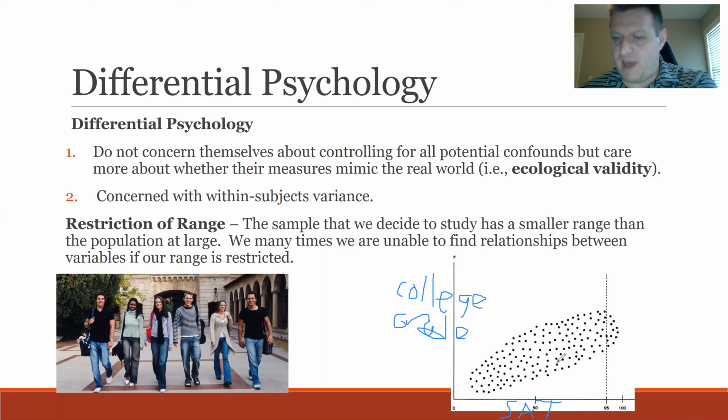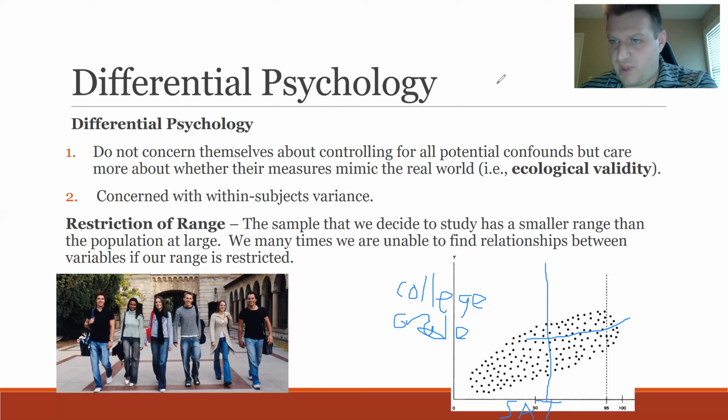Because what colleges do is they might accept only people that have a higher SAT score. So let's say I'm going to draw a line, and we're only accepting individuals to the right of this line for college. Now, overall, if we were to draw a line of best fit, we see a strong relationship between college grades and SAT. But if we look at subjects just to the right of this graph, we see that that line of best fit is flatter. There's no evidence of a relationship there. So restriction of range is a problem.